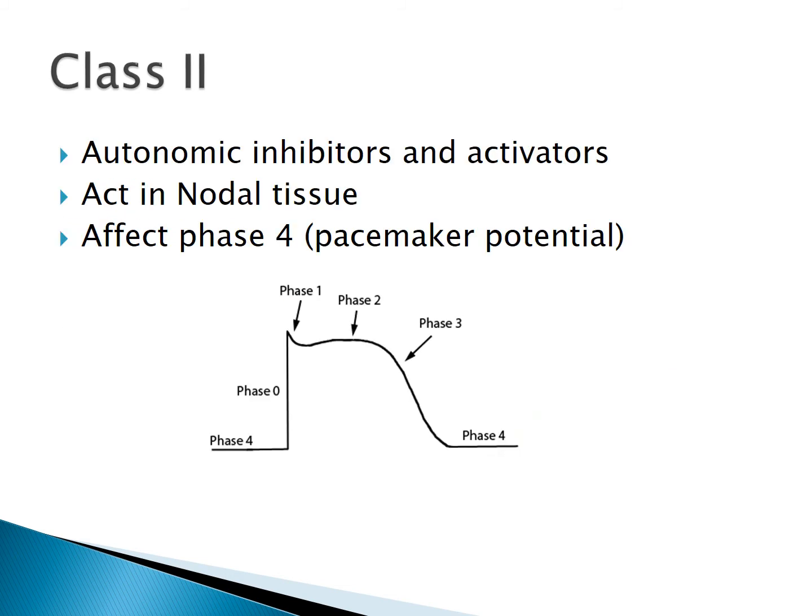Class 2 used to be known just for the beta blockers, but now encompasses all the medications that are autonomic inhibitors and activators. They act in nodal tissue and affect the resting phase, phase 4, which is known as the pacemaker potential.